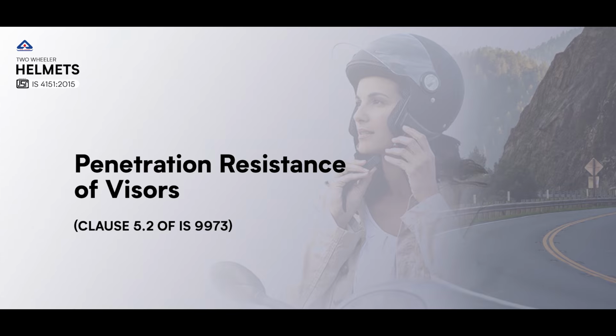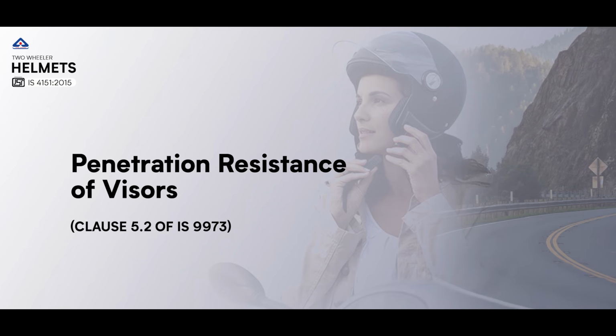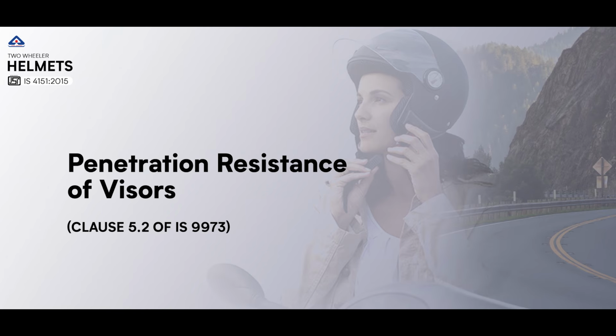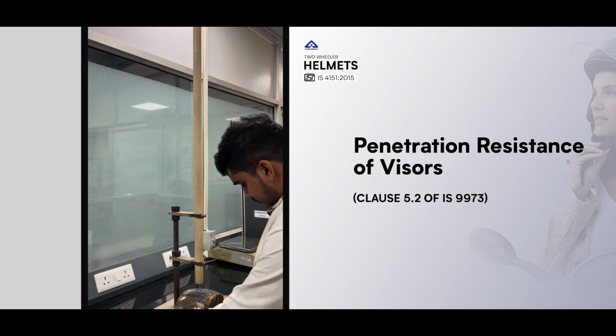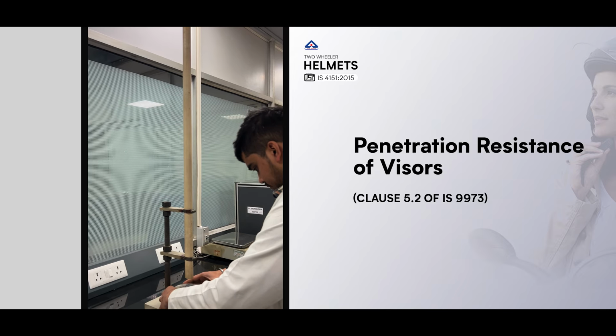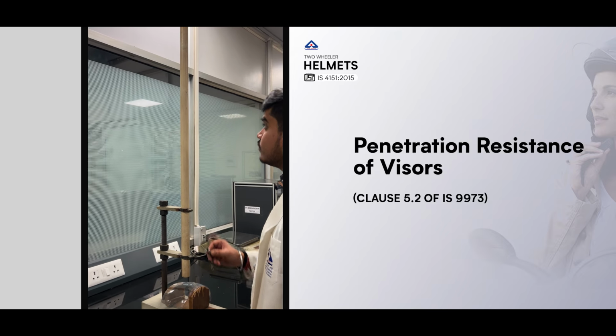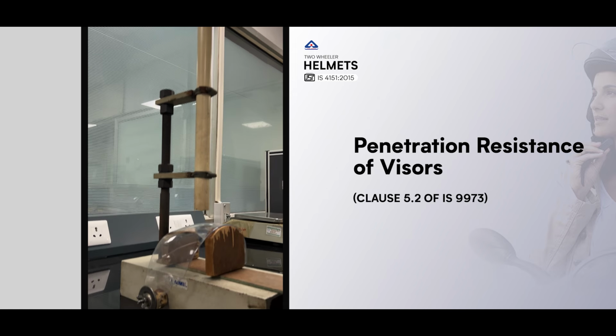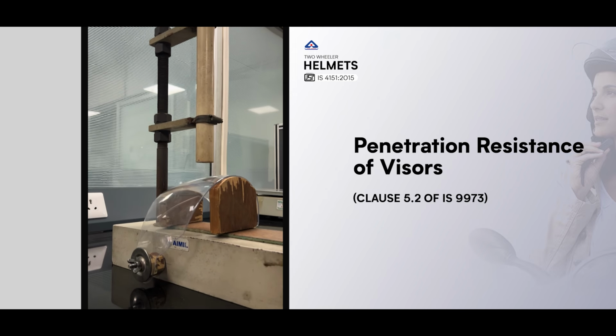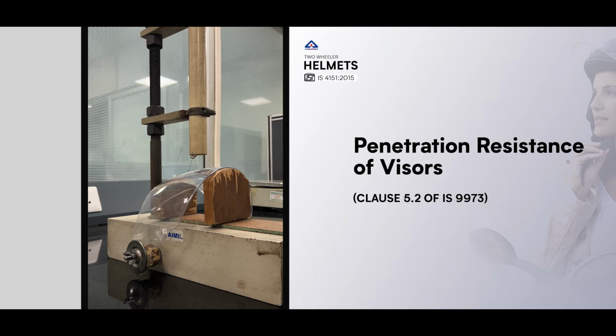Next, penetration resistance of visors, Clause 5.2 of IS 9973. The penetration resistance test evaluates the visor's resistance to sharp objects. A sewing machine needle fastened into a 50-gram holder is dropped from 1 meter onto the visor. The visor must not fracture or be pierced by the needle.